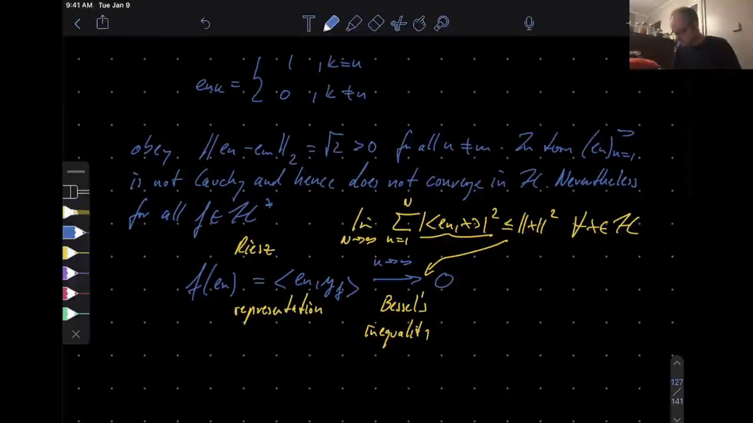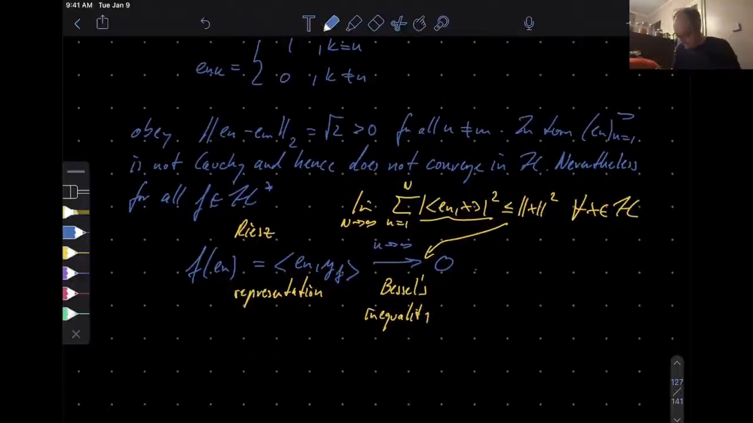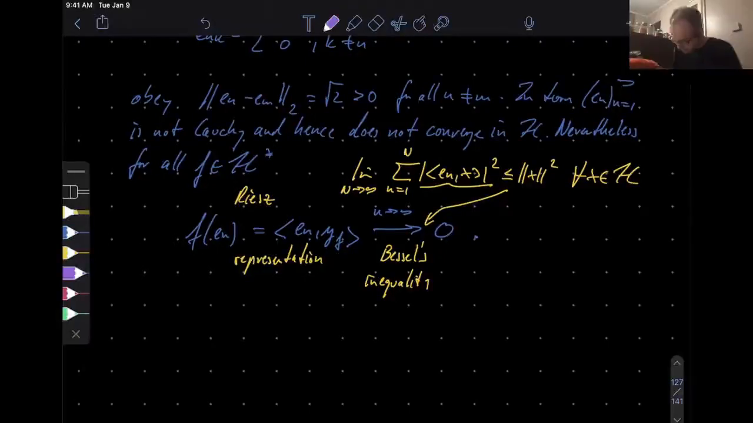Okay, so what we have found here is that although that sequence e sub n up there does not converge in 2 norm, if you evaluate it on any bounded linear functional, then that thing goes to 0. Okay, and that motivates the new notion of convergence, which is called the weak convergence.